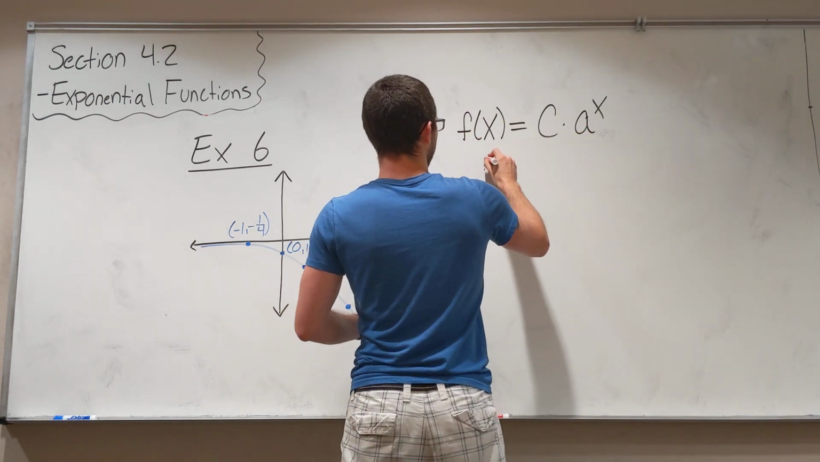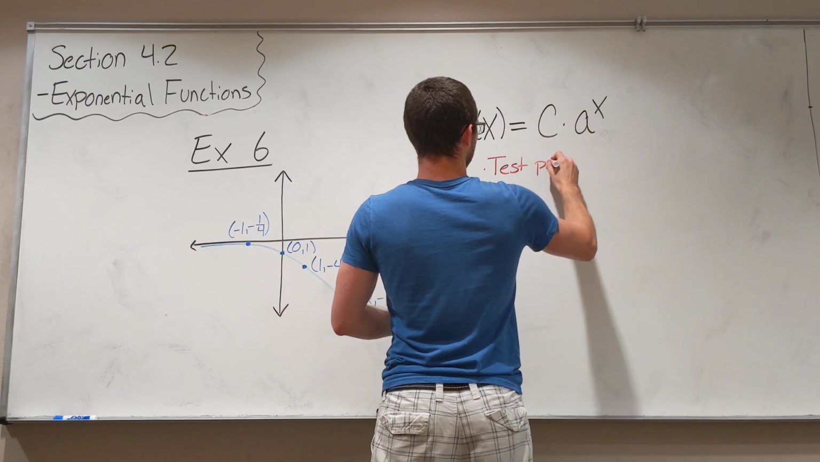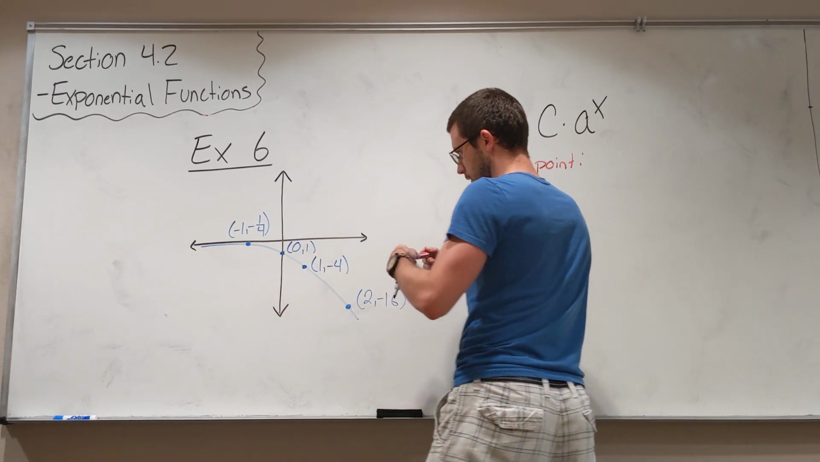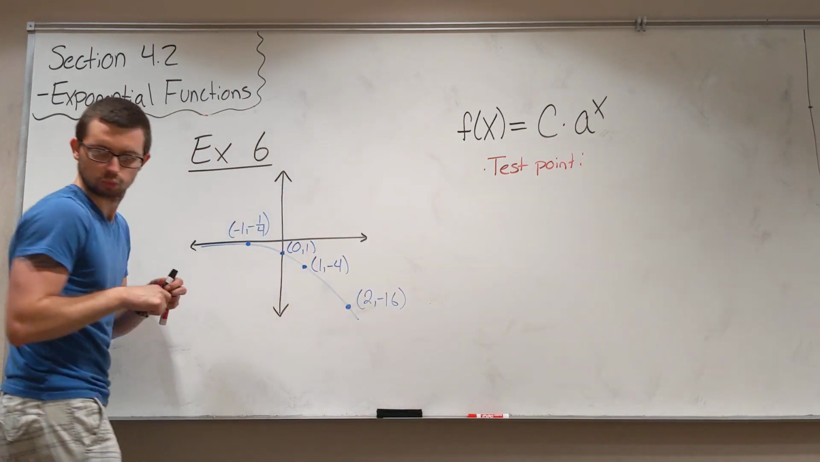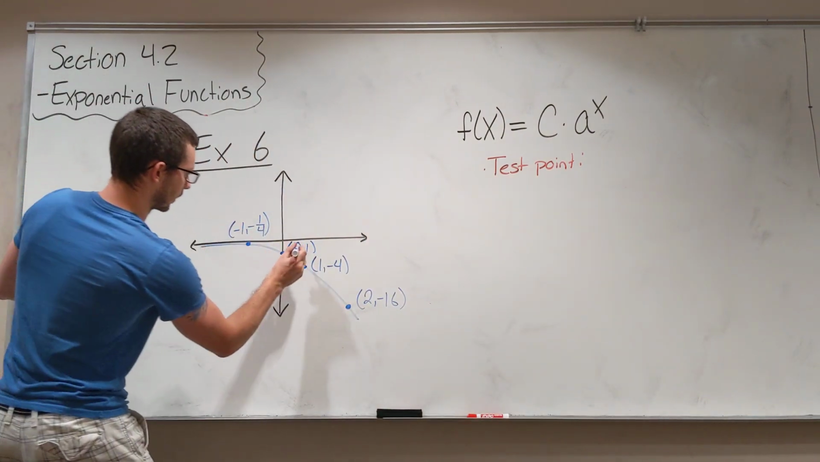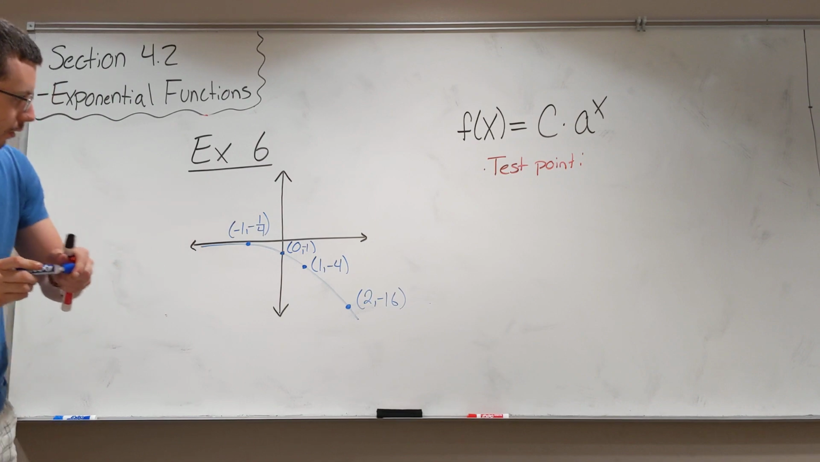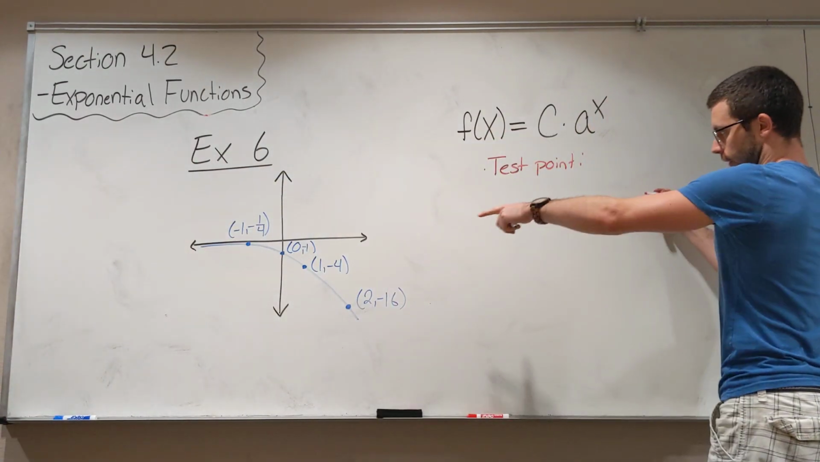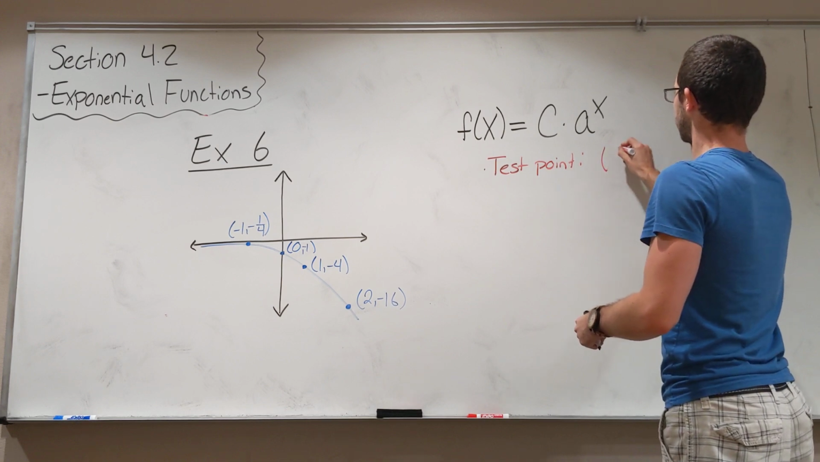So we'll start off with the test point of 0 comma, that should be a -1. Should be a -1 there. Here we go. So the test point of 0 comma -1.